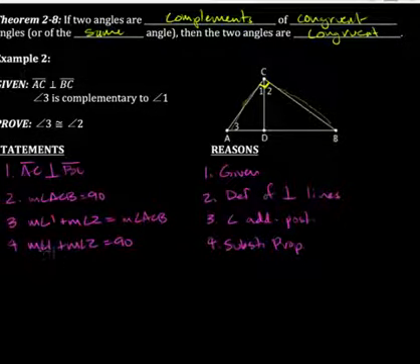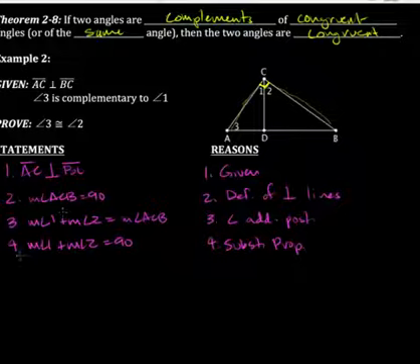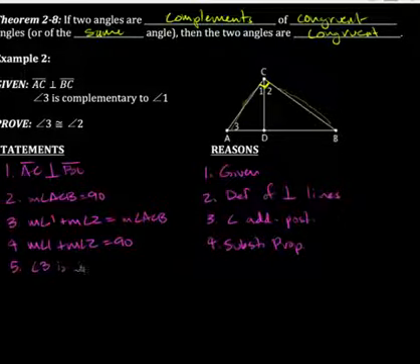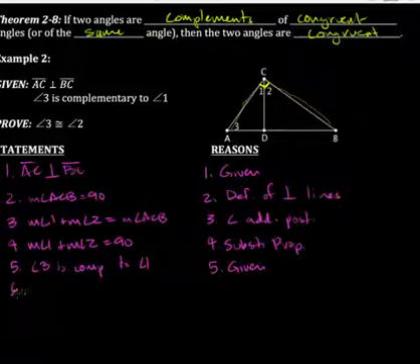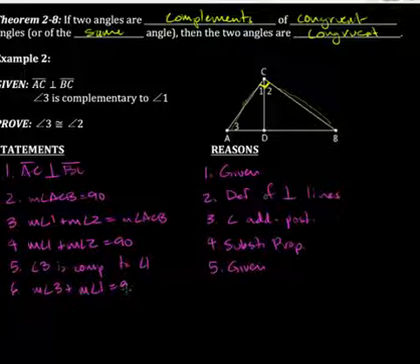Now, I see that angle 1 plus angle 2 is 90, but also I know that angle 3 and angle 1 are complementary, which would mean they add up to 90. So this is starting to feel very similar to the last example I did. I'm going to state that angle 3 is complementary to angle 1. That is given information. And that means the measure of angle 3 plus the measure of angle 1 equals 90 by the definition of complementary angles.